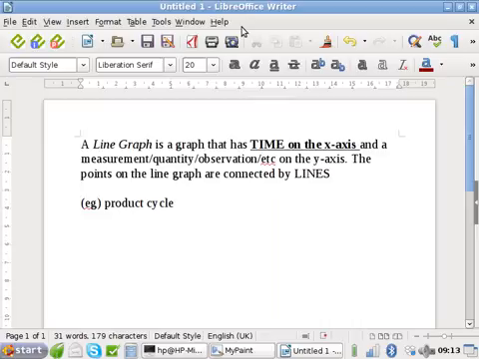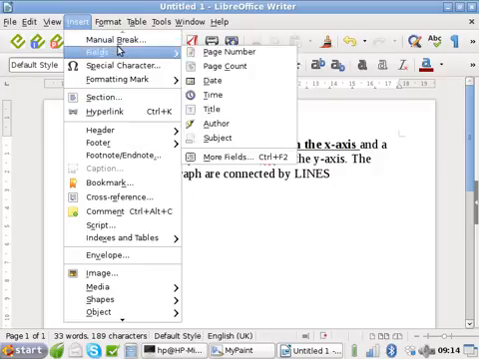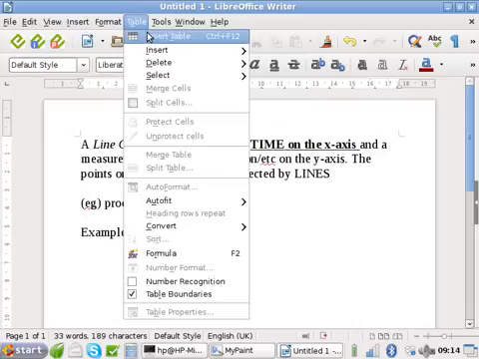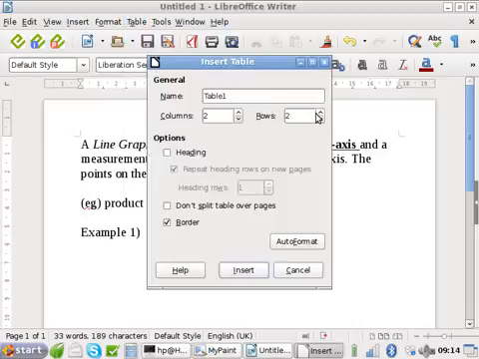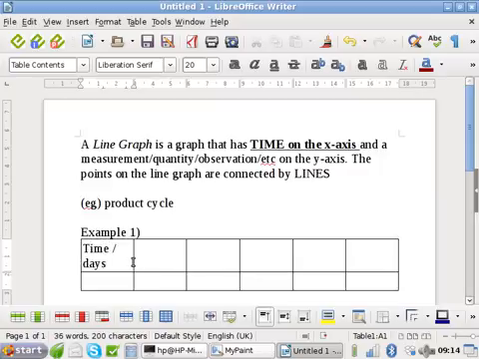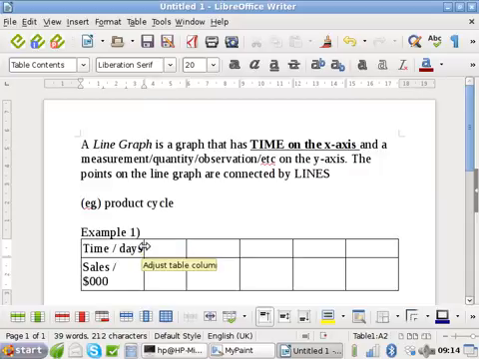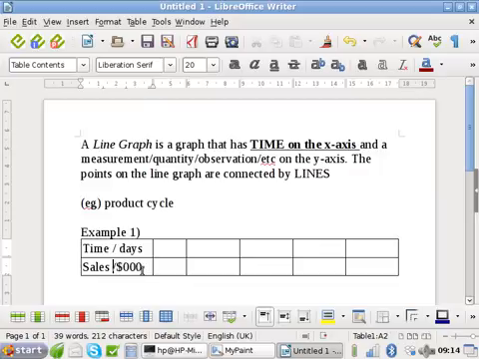We'll make up an example now. So I'll give you some data. So here's our first example. Well, since we're talking about business, we'll do a business one. We'll have our time, and it can be in days, something like this. And we'll do sales, and we'll put sales in, I don't know, dollars, thousands of dollars. So something like this.